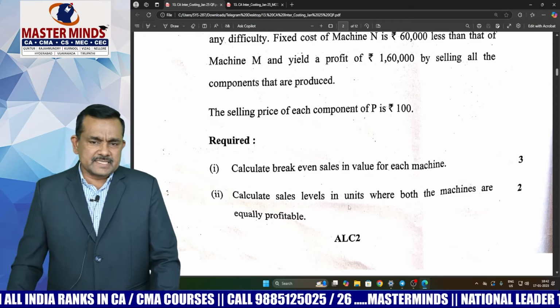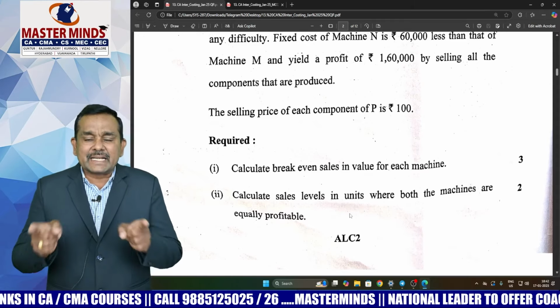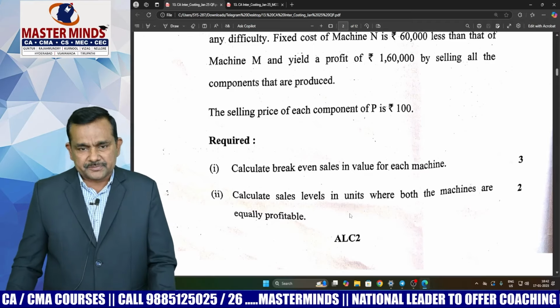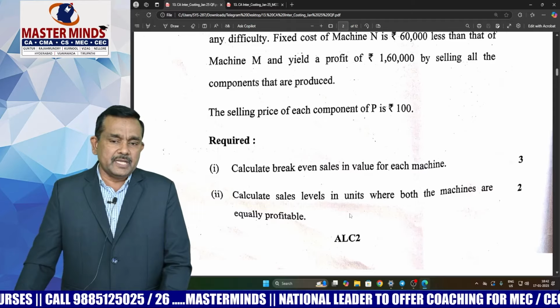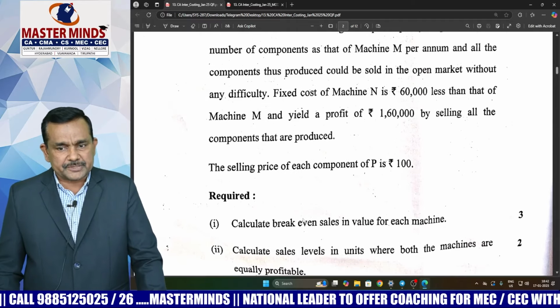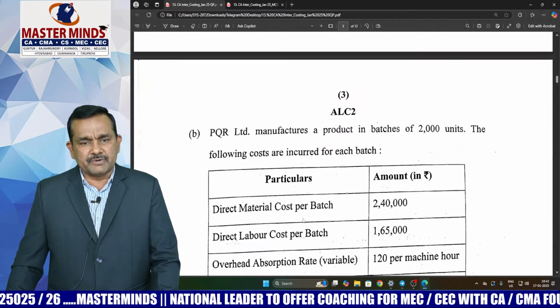Next, calculate the sales level in units where both the missions are equally profitable. Indirectly, that is the indifference point, sir. Indifference point is the change in fixed cost divided by change in contribution per unit. So this is a very, very simple question. First year, 1 year question, sir.